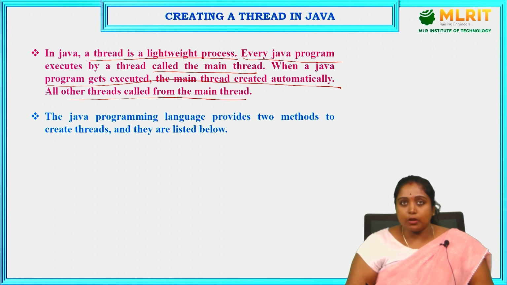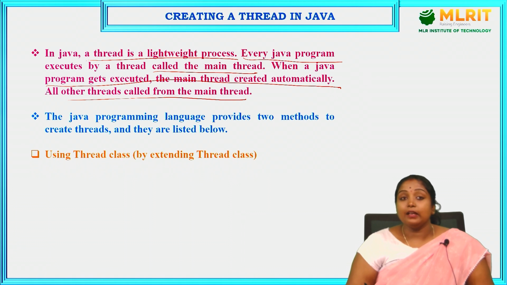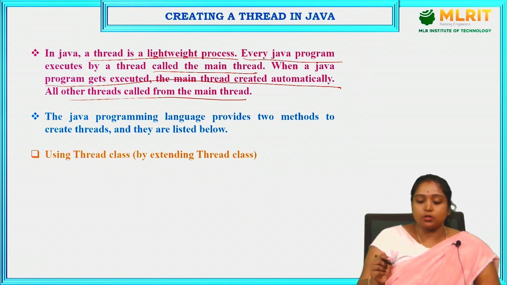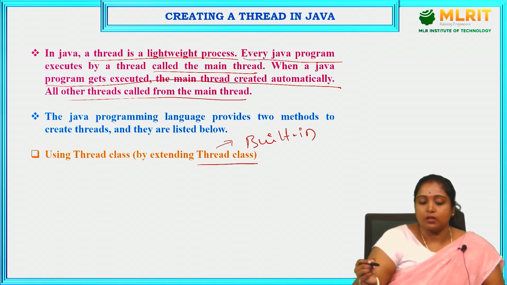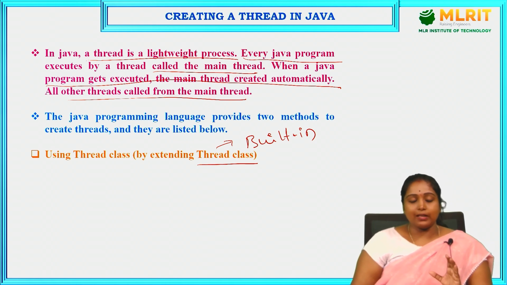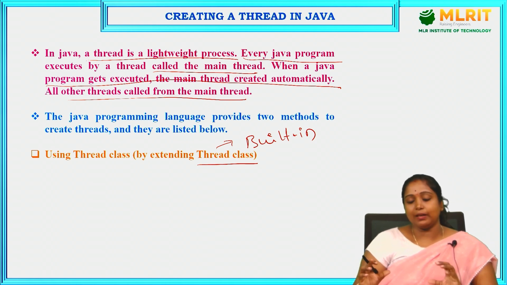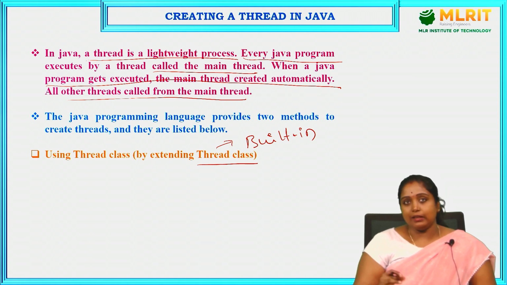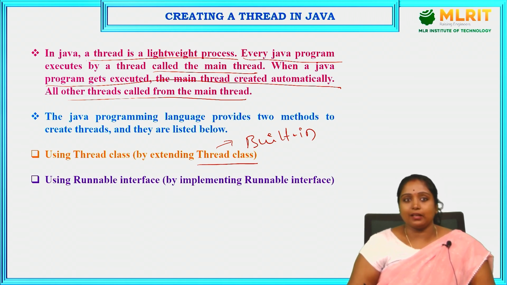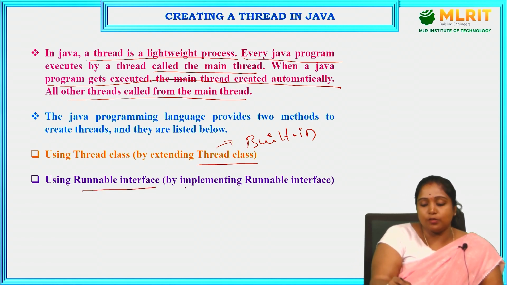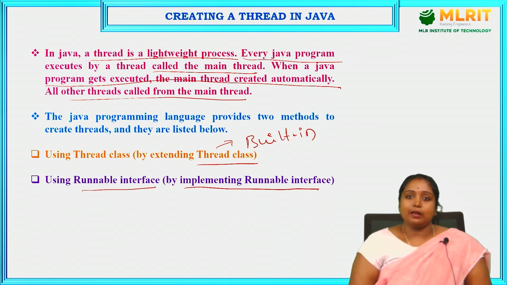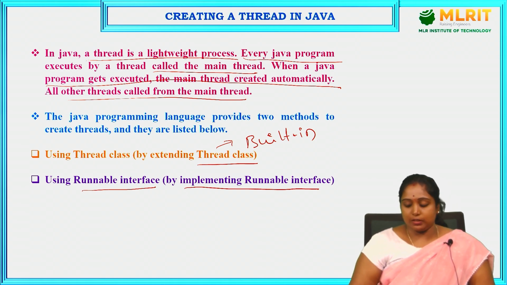Here Java programming provides two methods or two techniques to create threads. One is using the thread class. There is a built-in class called thread. By extending it, your class has to extend thread. By extending the thread class, you can create new threads. Or the second technique is using the runnable interface. As it is an interface, you have to implement it. You can implement the runnable interface in order to create a new thread.